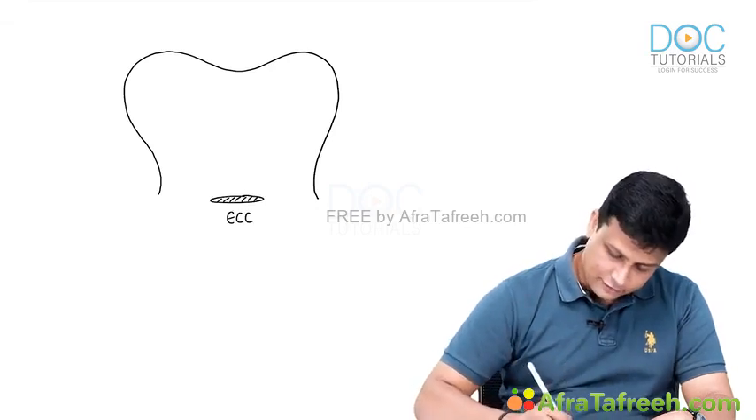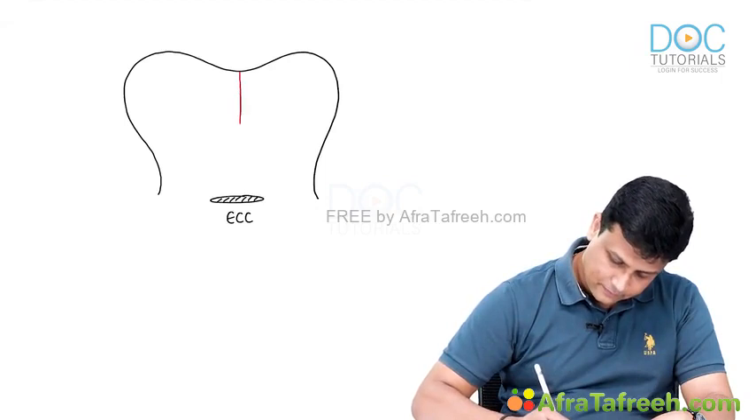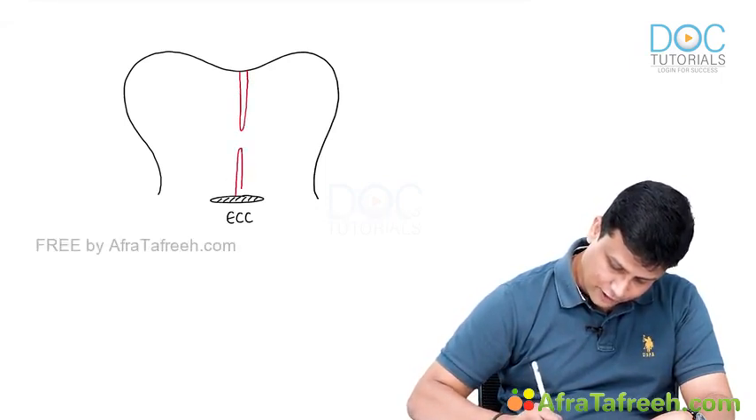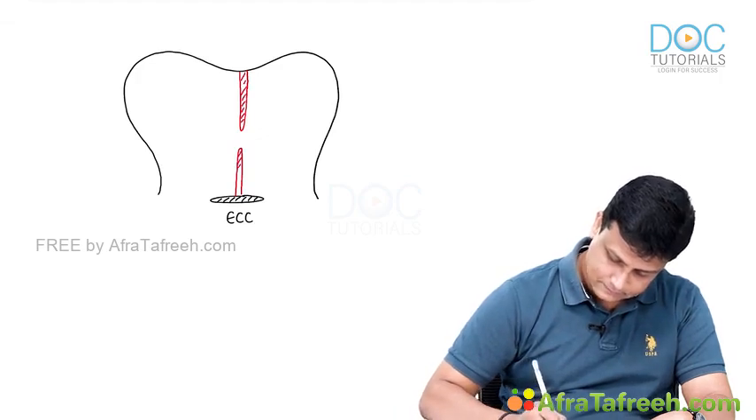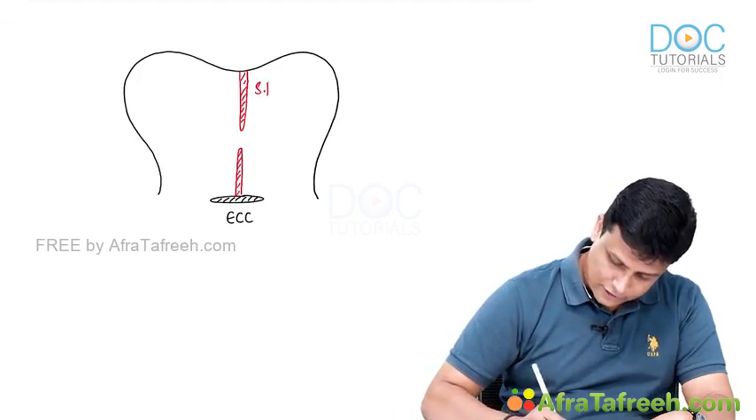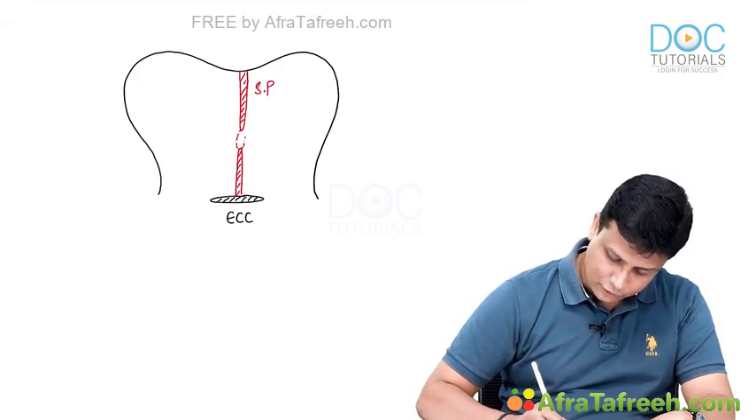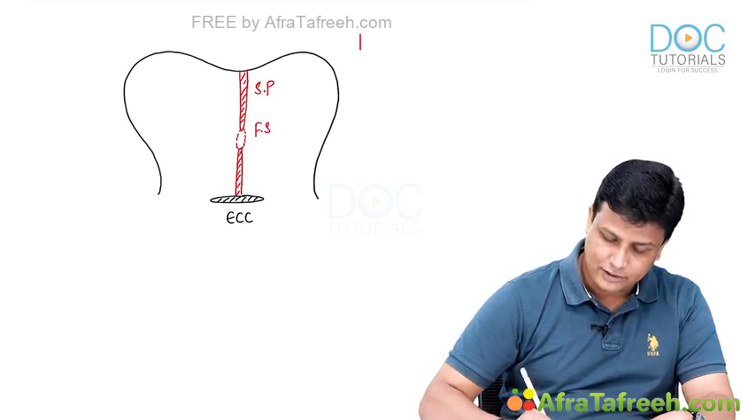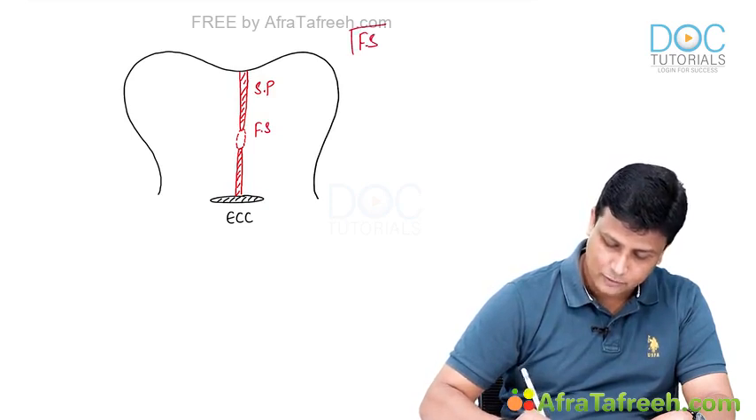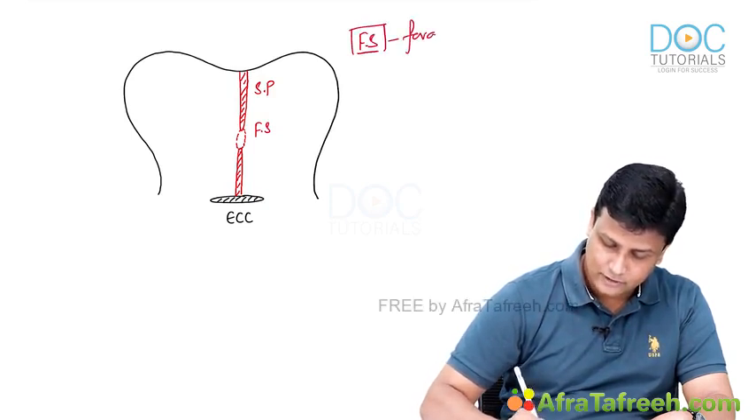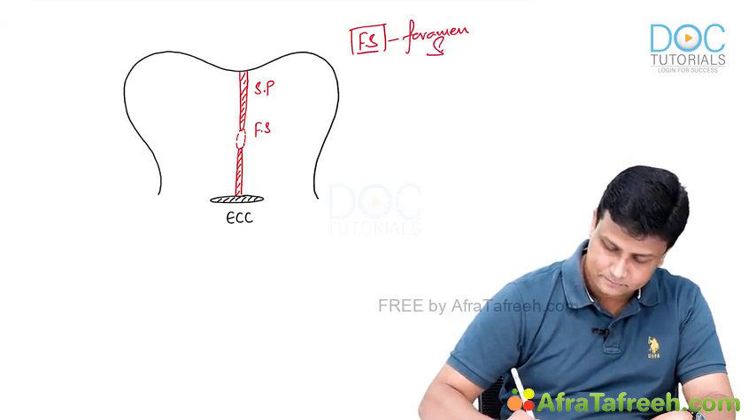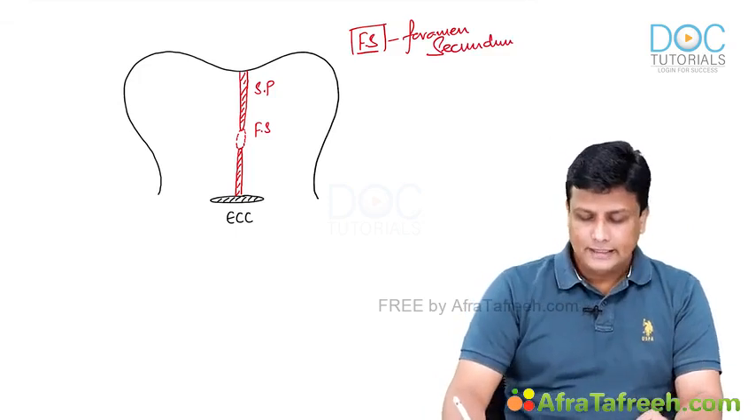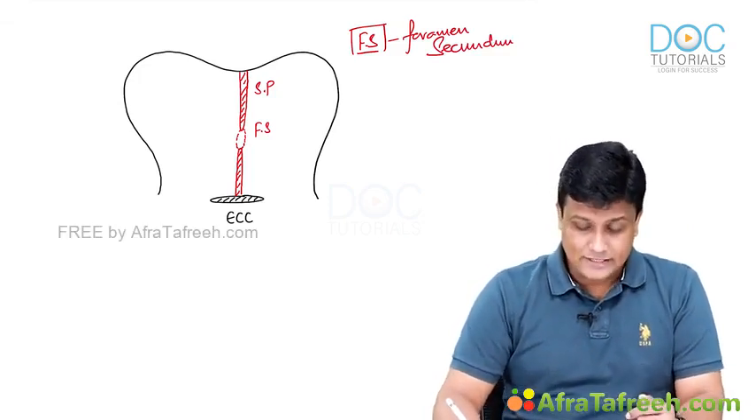I'm using the same color for the septum primum. So septum primum moves down and it is going to fuse with the endocardial cushion. But what is going to happen here? In the middle of that, one more foramen is formed here, and this time it is foramen secundum. So FS here stands for foramen secundum. Of course, primum the first one, and secundum the second one, foramen secundum.